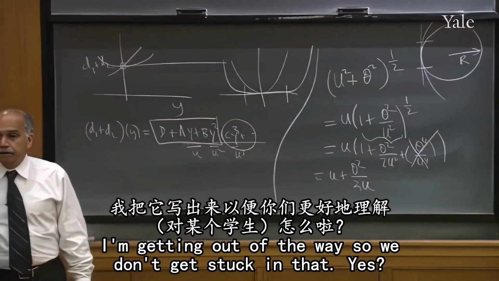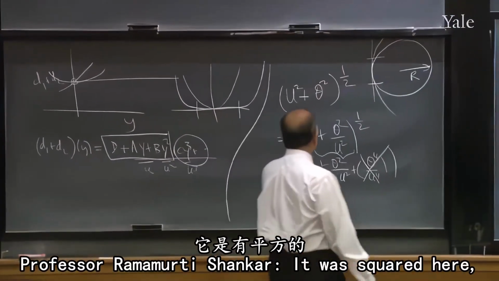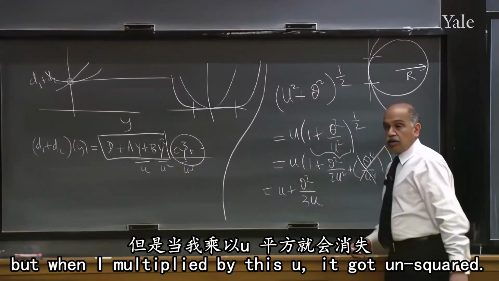Is the u in the denominator squared? It was squared here, but when I multiplied by this u, they got unsquared.